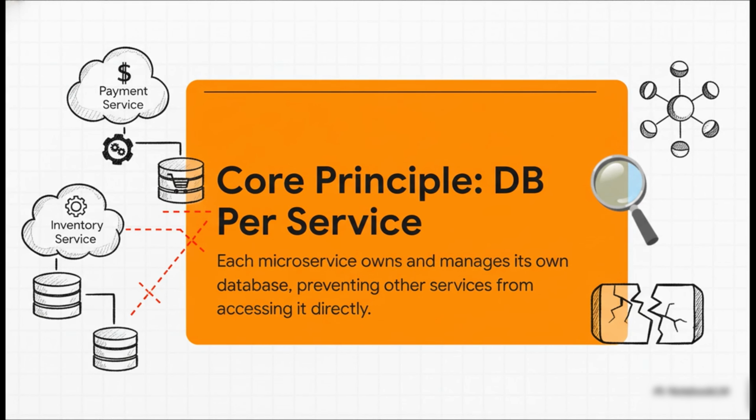Now, this slide here, this is the golden rule. This is the one principle that makes the whole thing work. Every single microservice gets its own private database. This is totally non-negotiable. It ensures that they are truly independent. The payment service has its data, the shipping service has its data, and they are not allowed to touch each other's stuff directly. This is what finally breaks that tight coupling that caused so many problems with the monolith.